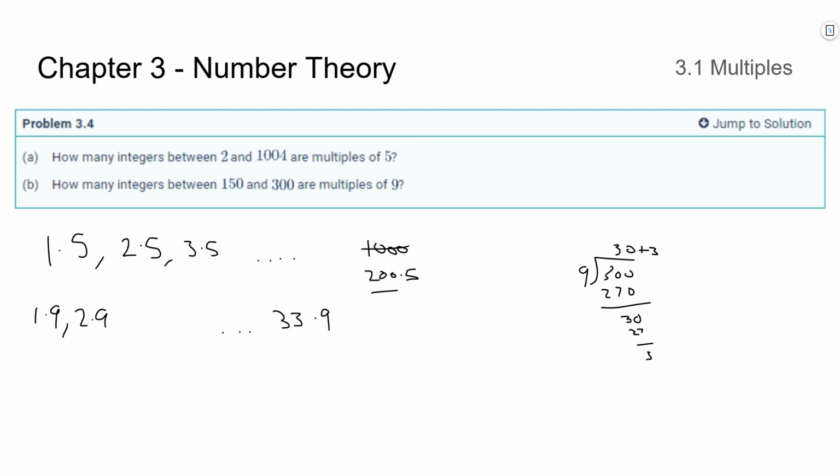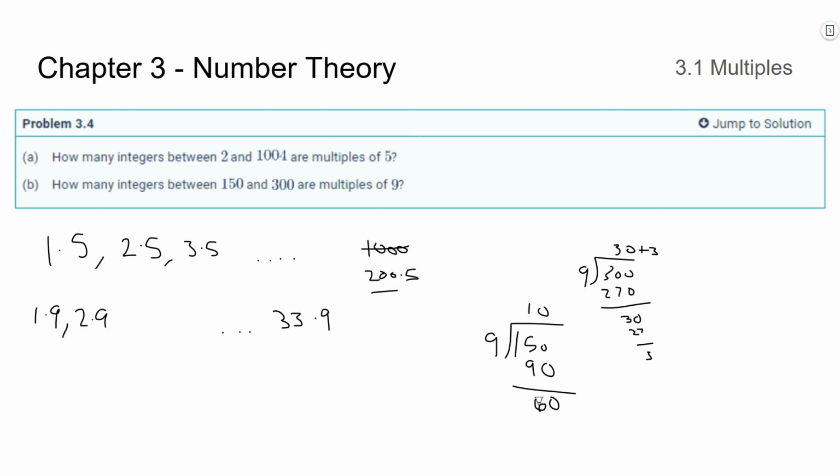So now we just need to remove the ones that are less than 150. So now we can find out how many are up to 150. We can do the same thing. So 150 divided by 9. Let's see, that can go in 10 times. That would be 90. This would leave us with 60.